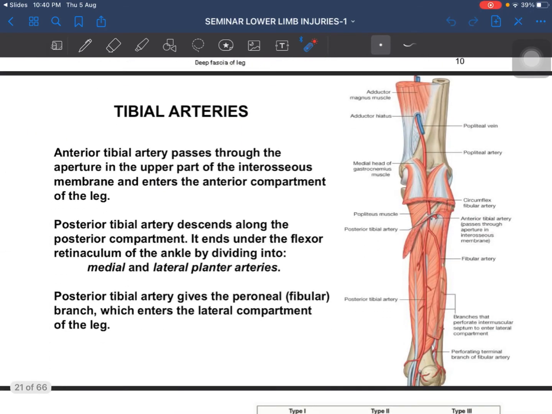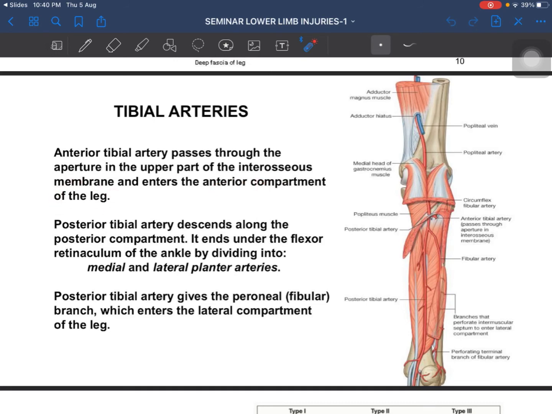The tibial artery actually has two branches, the anterior tibial artery and the posterior tibial artery. This tibial artery originates from the popliteal artery, which originates from the femoral artery. The tibial nerve is a branch of the sciatic nerve. The anterior tibial artery passes through the aperture in the upper part of the interosseous membrane and enters the anterior compartment of the leg.